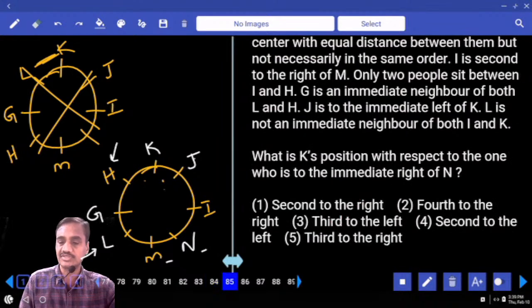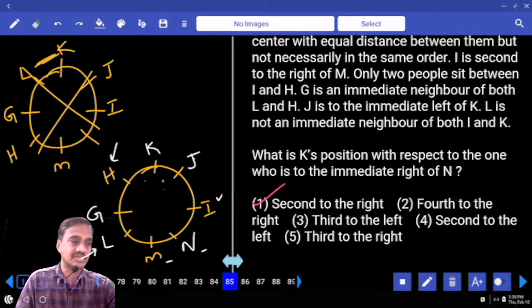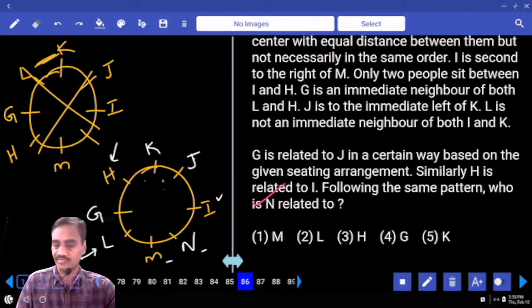And 85, what is K's position with respect to the one who is to the immediate right of N? Immediate right of N is I. Now what is the position of K with respect to I? Second to the right. That is choice 1, 85.